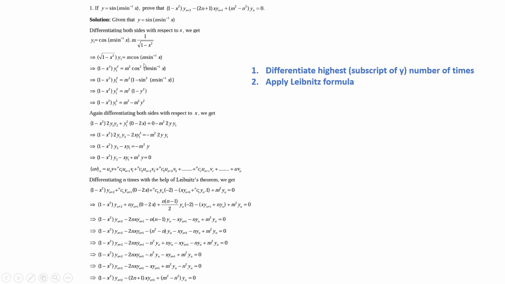Now we know cos square equals 1 minus sine square. We have just applied that here, and the rest of the part is the same, and we can see that we have sine of m sine inverse x. This can be replaced by y because it is given in the question, y equals sine of m sine inverse x. Now we have finally got this, and again we have to differentiate it, as we have to differentiate the given function twice.